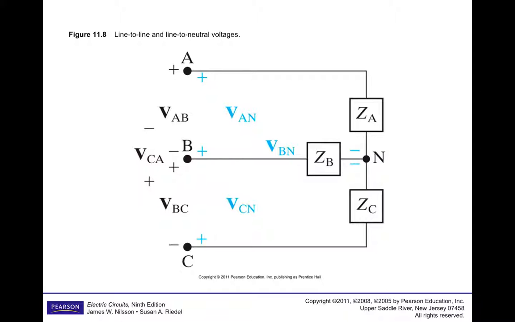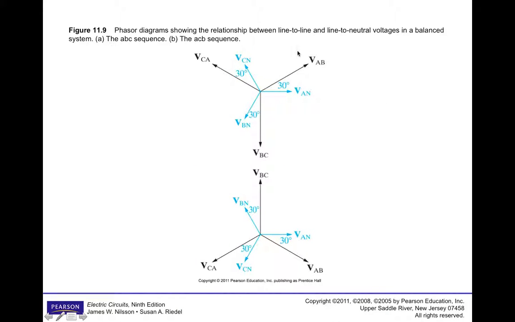And they're not the same, but we could figure out what they are if we just wrote a KVL equation around a loop here. We could write a loop here, we could write a loop here, and we could write a loop around the entire outside. And we could also show, if we use phasor diagrams, that those line voltages are 30 degrees out of phase with the phase voltages.